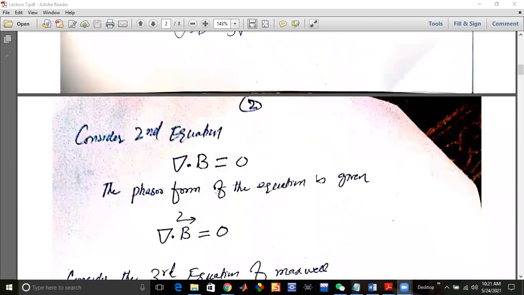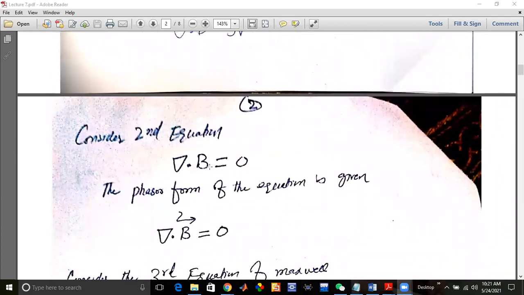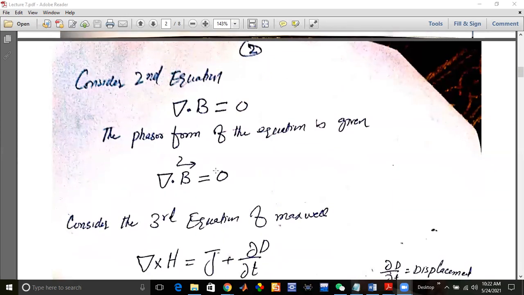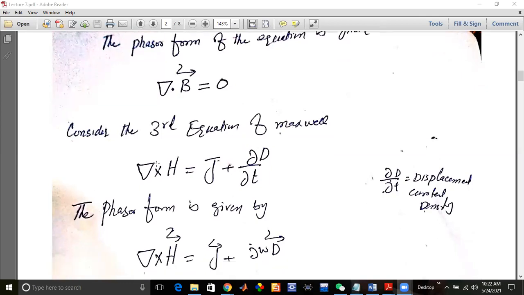Consider the second equation. The divergence of the magnetic flux density is equal to 0. So when we convert this into phasor form, we will write this B in phasor form. So divergence of the phasor form of B is equal to 0. This is the second equation.